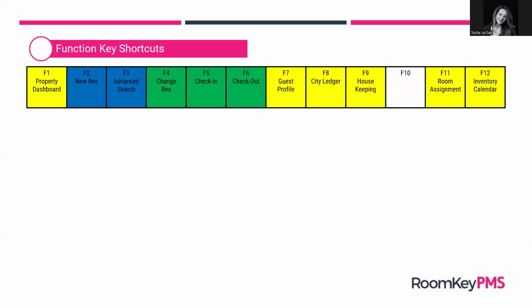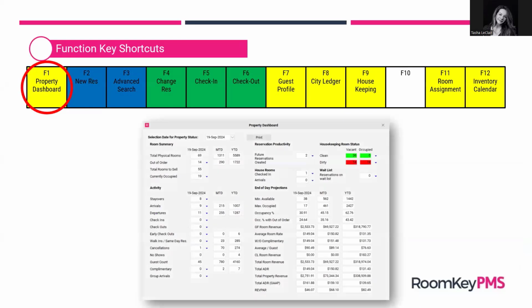Let me just bring this up here. There we go. So the very first function key, F1, that is the access to the property dashboard. So whenever you click F1 on your keyboard, that's going to bring up the property dashboard, regardless of which screen you're looking at in RoomKey. So it doesn't matter if you're looking at your in-house screen, your tape chart, anything like that. When you click F1, it's going to bring up the property dashboard.